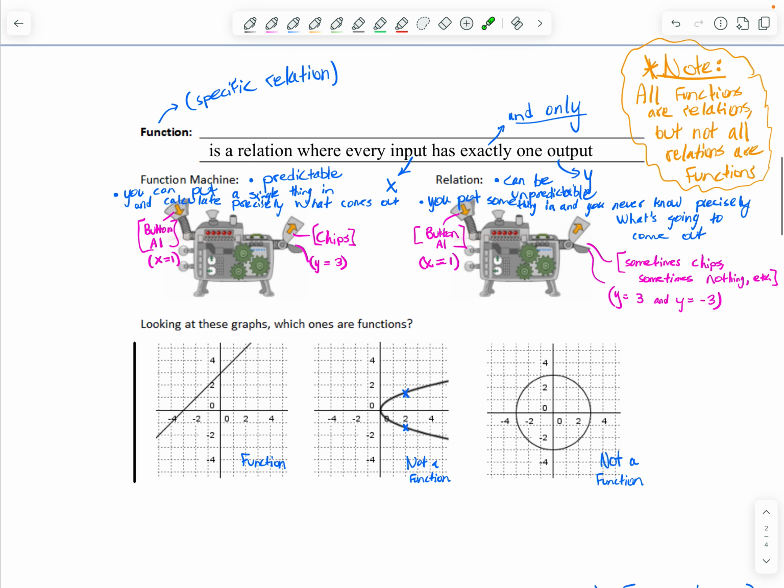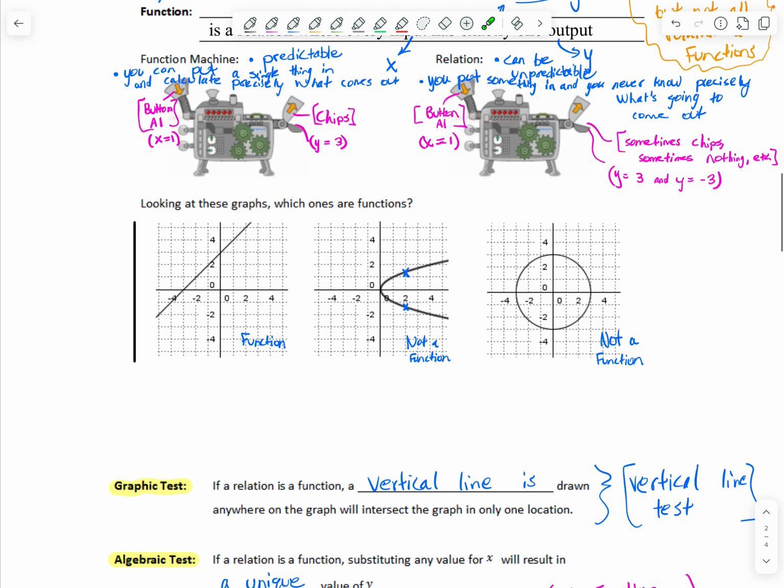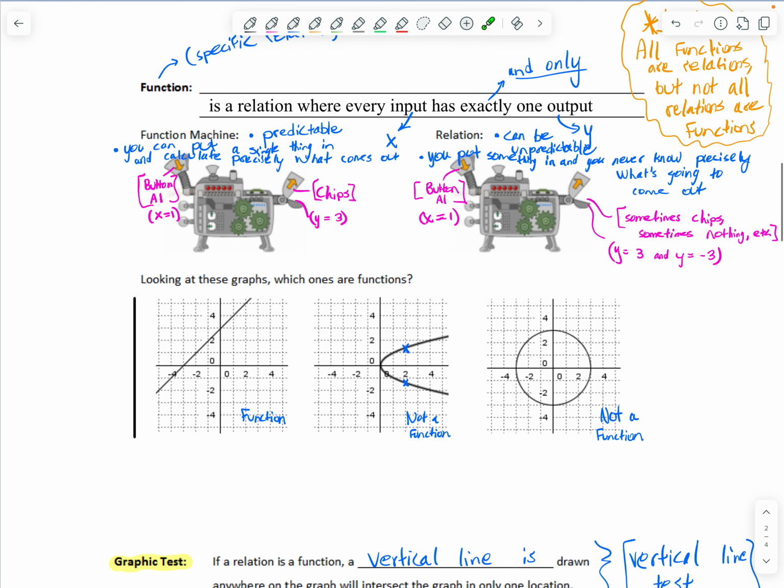When we look at these graphs, I ask myself, which ones of these are functions? That's where we talked about the vertical line test, and that's what's coming next. Graphically, it's one of the best tools. We literally draw a vertical line as if it were passing through the graph from left to right. As long as that vertical line touches the graph at only one point, then it is considered a function.